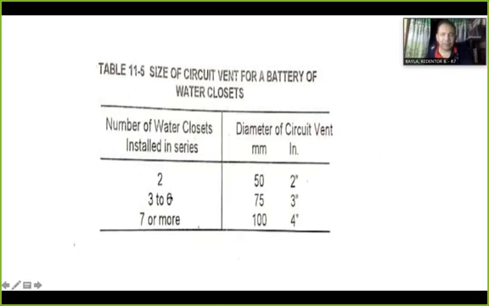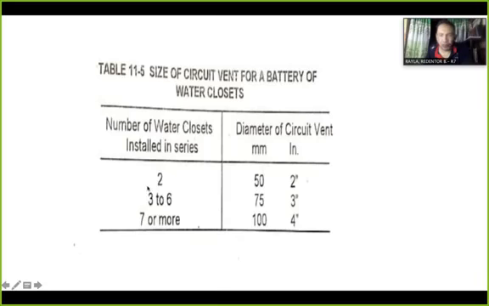So we have the number of water closets. Say if you have 10 closets, you can use 4 inches. Imagine how big that circuit bend is, because you are using so many water closets. If there are only 2, you can only use 50 mm or 2 inches. But if there are 3 to 6, you can use 3 inches. This one need not be memorized, but you can remember it, no?